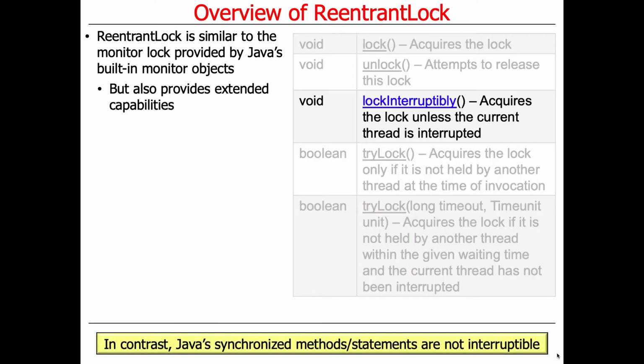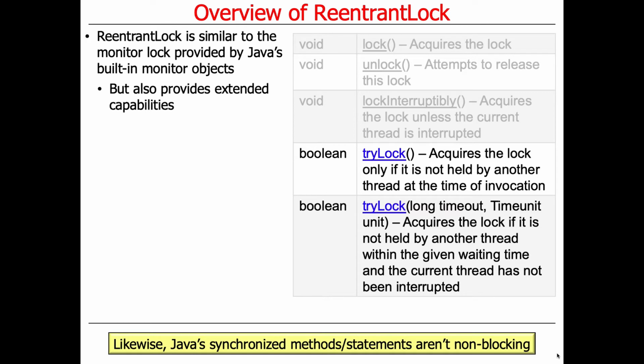So lock interruptibly allows another thread to interrupt the thread that is waiting for the lock, and that will cause that thread to throw the interrupted exception. In contrast, Java's synchronized statements and methods do not support interruption. So they will just block until they get the lock, whether or not they're interrupted, which is a little bit annoying, right? Sometimes you want to shut something down and you don't want it to just sit there endlessly waiting to get something. You want it to be responsive and shut itself down right away. So lock interruptibly lets you do that.